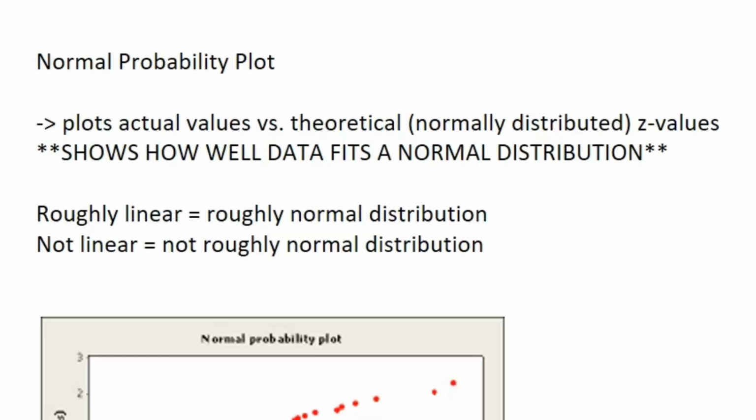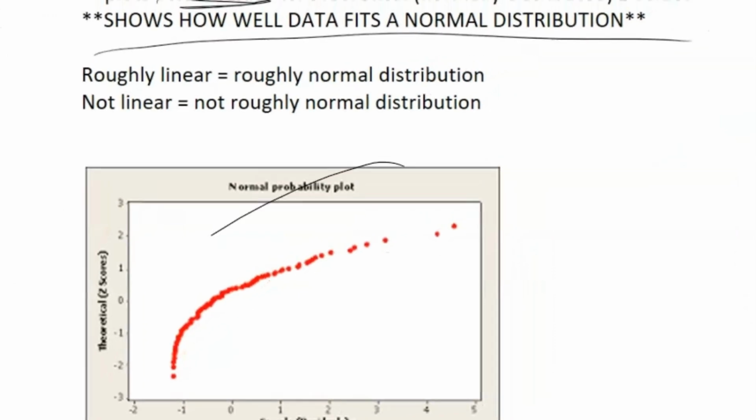All right, so the final thing we're going to talk about is super niche, but I'm still going to include it because it's on the CED. That's a normal probability plot. What it does is plot the actual values versus the theoretical z-values. These theoretical z-values are the z-values you would get if the actual data points were normally distributed. So it pretty much shows you how well the data fits a normal distribution.